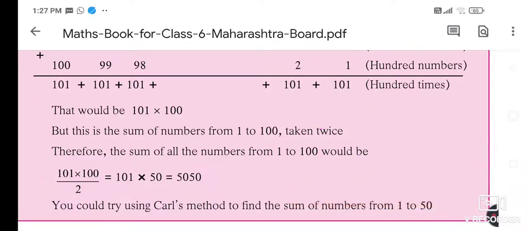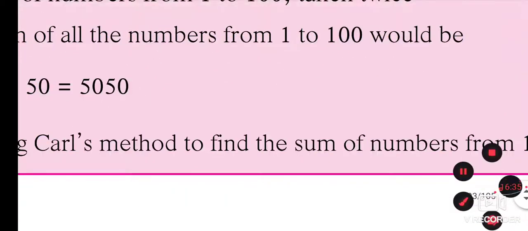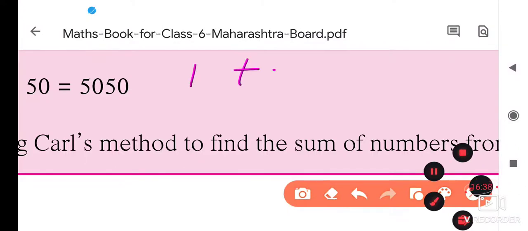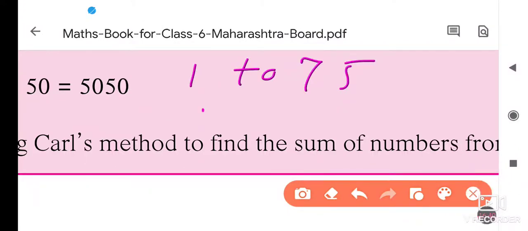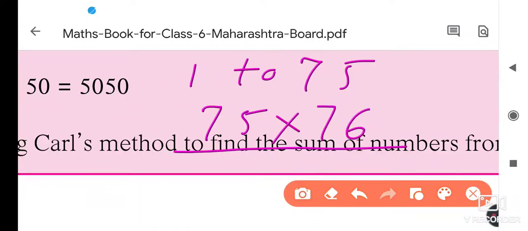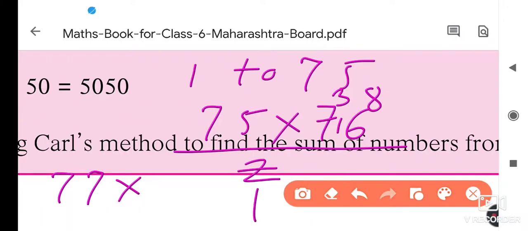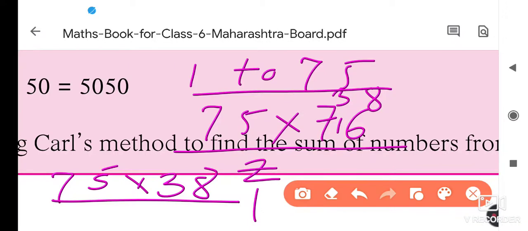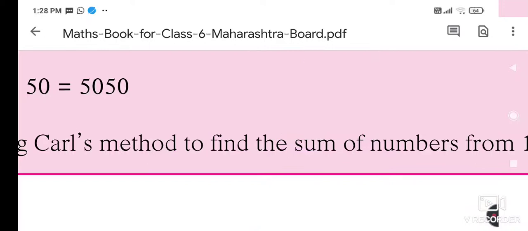If you have to add the numbers 1 to 75, that time also we take 75's next number, 76, and divide by 2. 2 ones are 2, 2 threes are 6, 2 eights are 16. If you multiply 75 into 38, you will get the sum of the numbers 1 to 75. So all of you try this trick, check whether my answer is correct or not, and then decide.